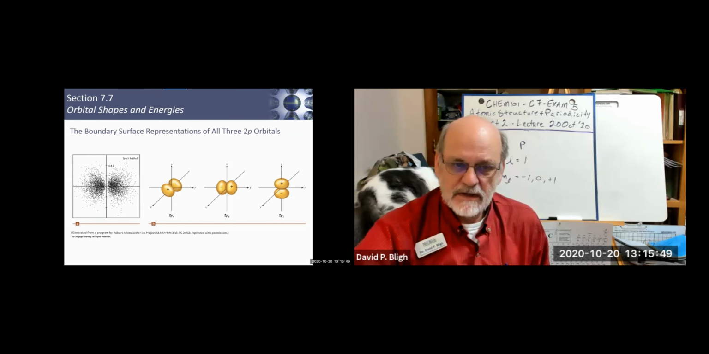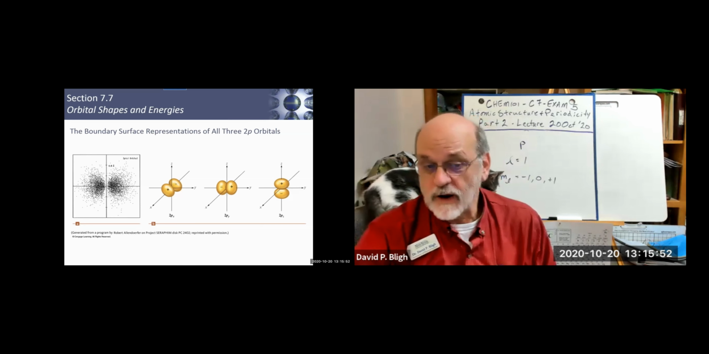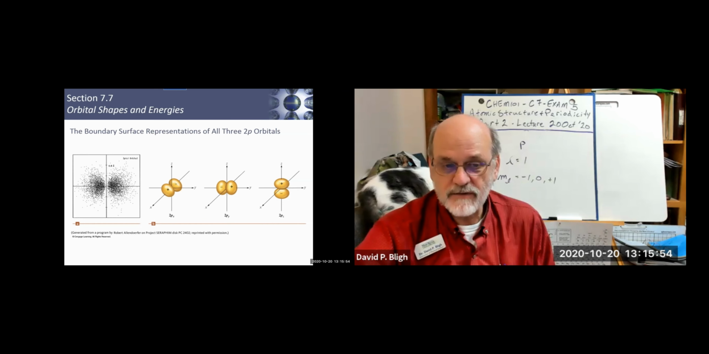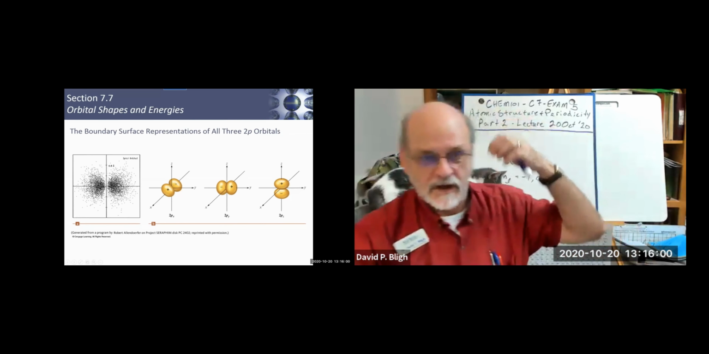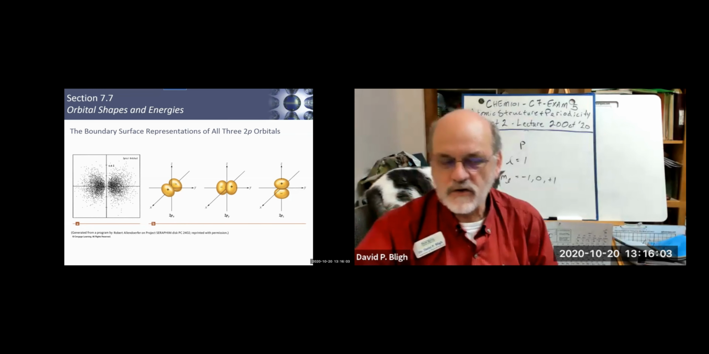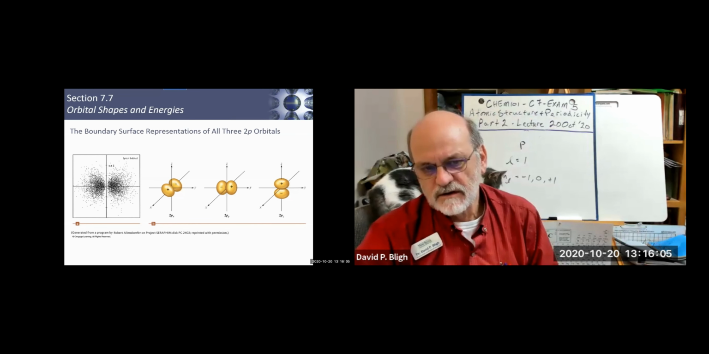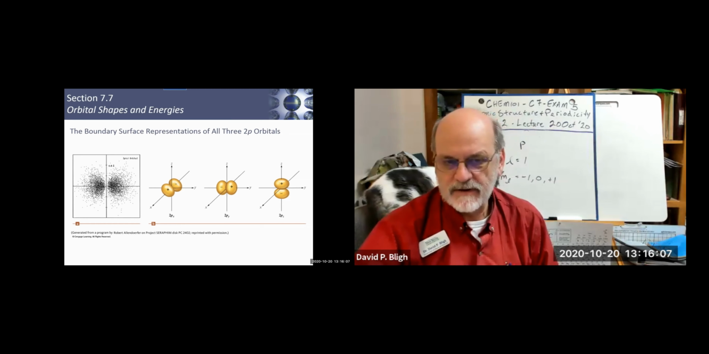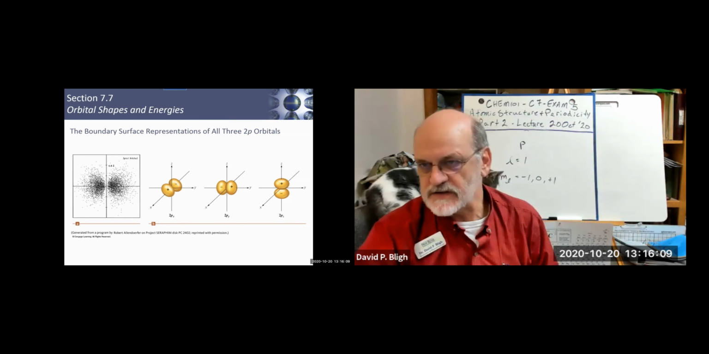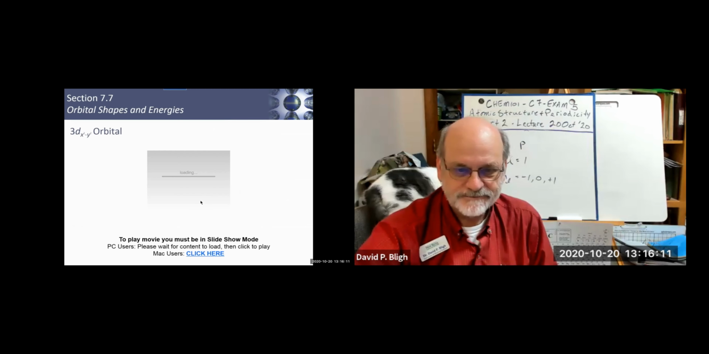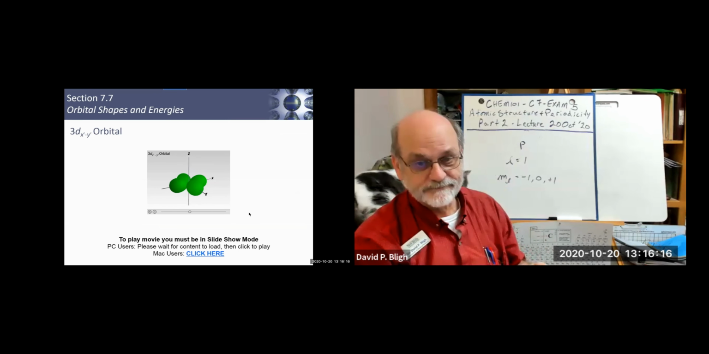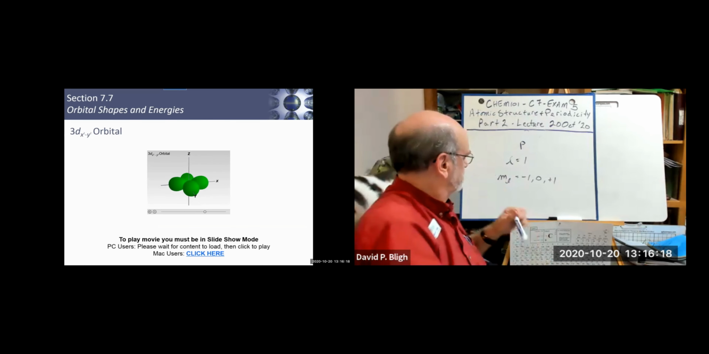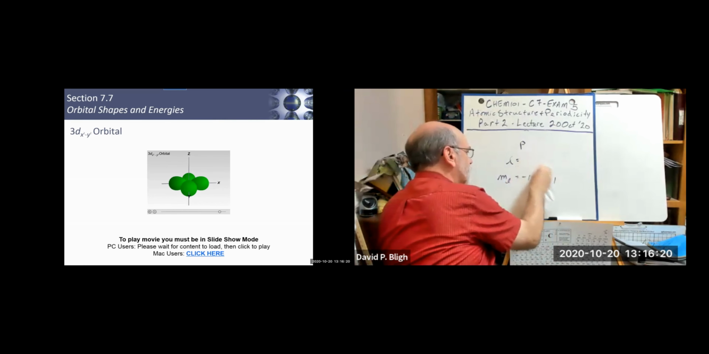So this is two ways of representing it, right? You could just have a scatter plot, is what they call that, of possible locations for electrons. And this gives a general shape. It's not as pretty as these others. The 3dx squared y squared orbital has a cloverleaf shape that lies in the xy plane and is aligned along the x and y axes.